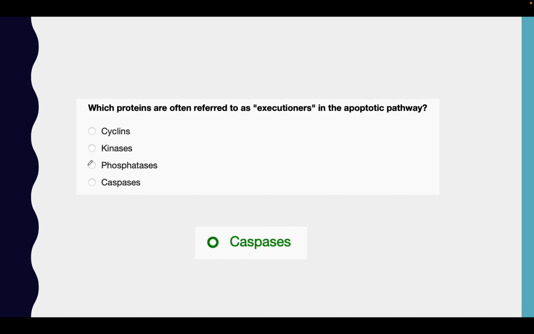So, execution phase is initiated by the cleavage of caspase 3, which results in destruction of nucleus, first of all. Then DNA fragmentation and degradation of cytoskeletal proteins. Then chromatin condensation, formation of apoptotic bodies, expression of ligands for phagocytic cell receptors, and finally uptake by phagocytic cells.